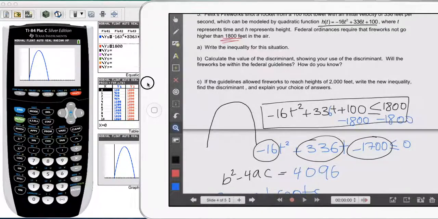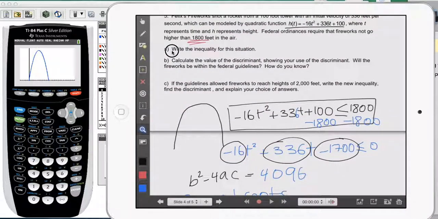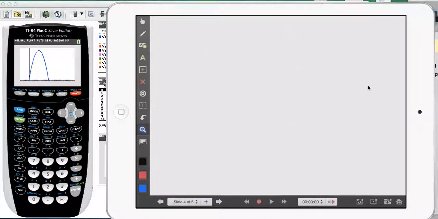Now, the last video cut off before I was able to explain to you and show you. In part C, they're telling you what if they change the guidelines and now the maximum height that they can reach is 2000, and write the new inequality. I don't believe we did that. I directly graphed it. So let's go ahead and write the new equation.